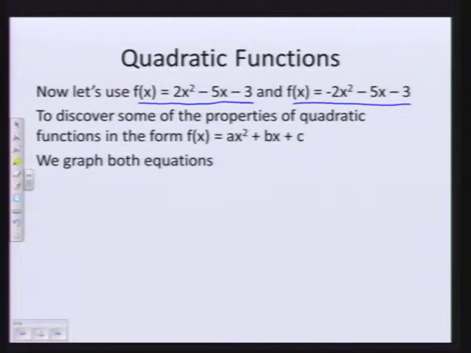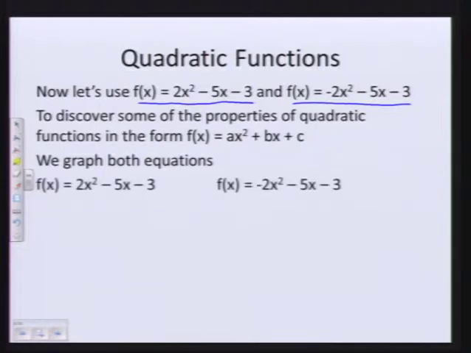So we're going to use these to discover some of the properties of the quadratic functions in the form of f of x is equal to ax squared plus bx plus c. And so what we're going to do is graph both these functions here. Now at this point, don't worry about how I got the graph, okay? We'll get to that in just a moment.